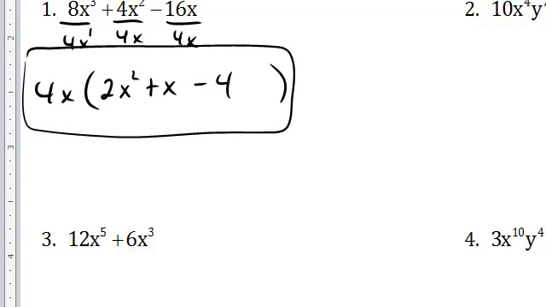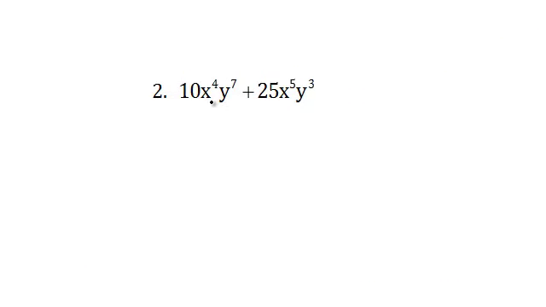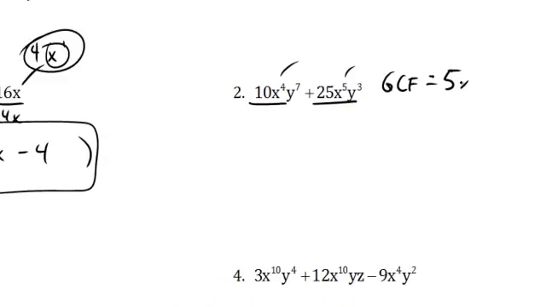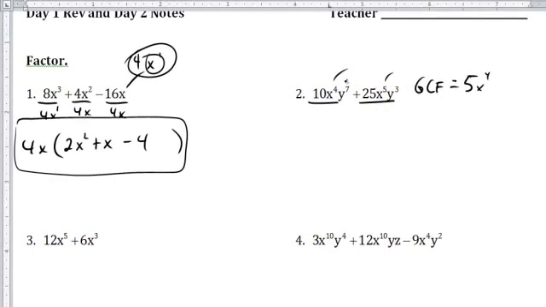The next one, what goes into 10 and 25? Well, 5 does. So my greatest common factor is 5. Now let's look at the x's. Here x to the 4th and x to the 5th, so x to the 4th is the smallest. And let's look at the y's. Y to the 7th, y to the 3rd, so y to the 3rd is the smallest. That is my greatest common factor. So we're going to divide each thing by 5x to the 4th y cubed.